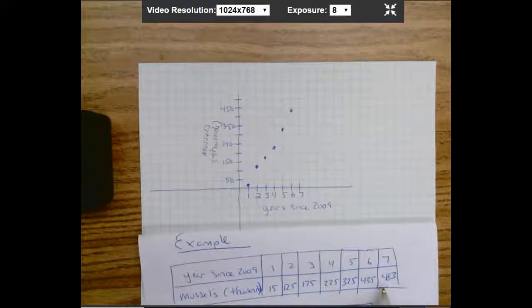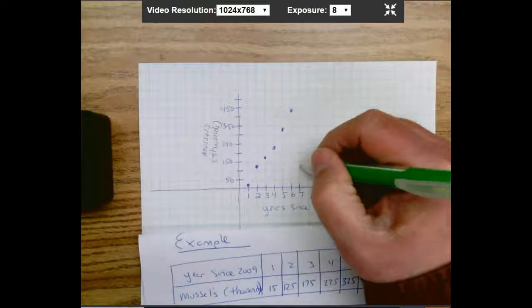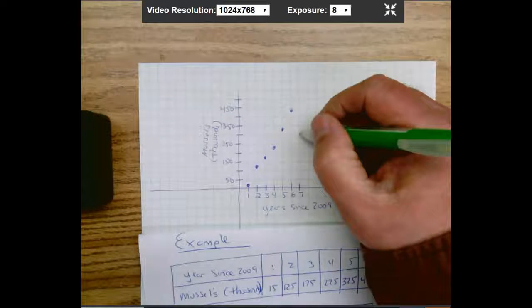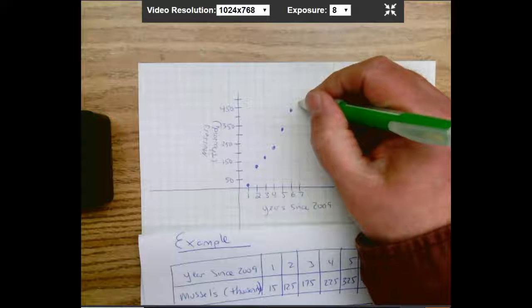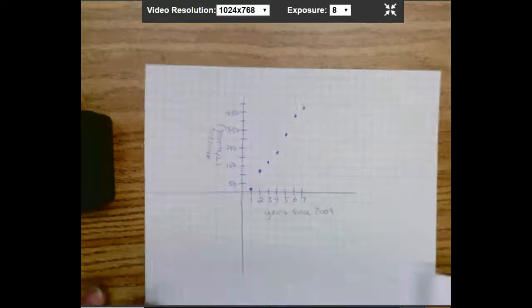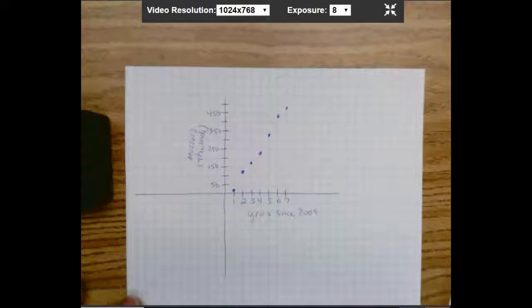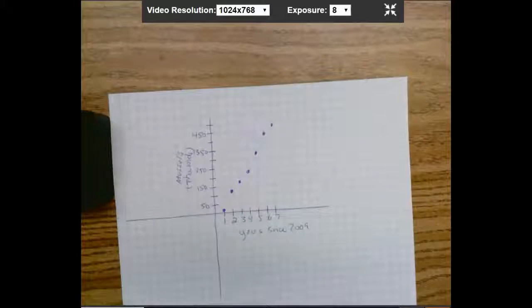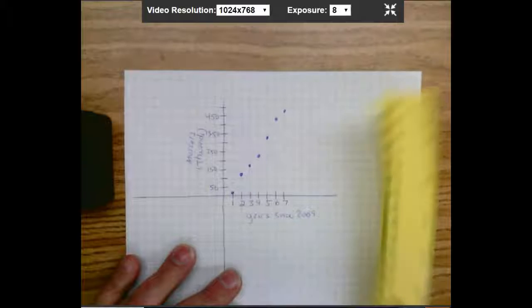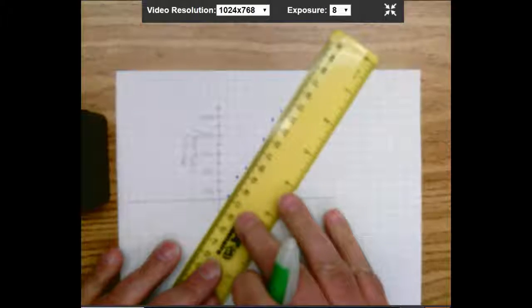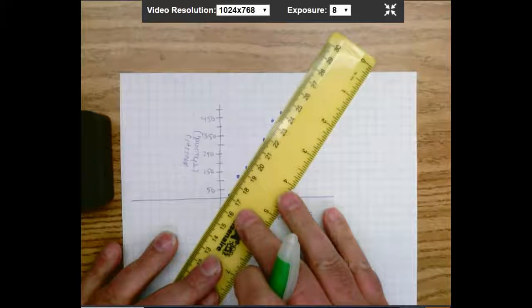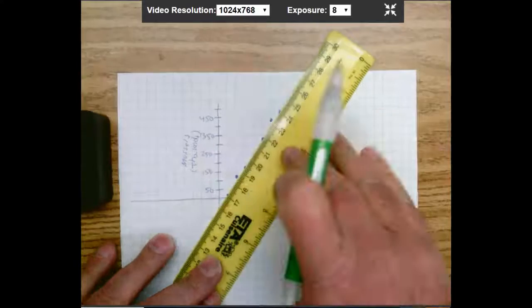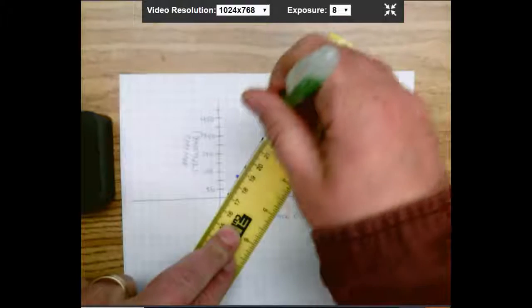And then year 7 we have 483. So almost 500, somewhere around there. Okay, so you can kind of see we have some data, and then we don't really have a straight line. So if we were using a computer, we could just tell the computer to put our best fit line in, but we're not going to do that. We're just going to use a ruler, try to take a good guess about where that line is. I'm just going to put it somewhere around here.